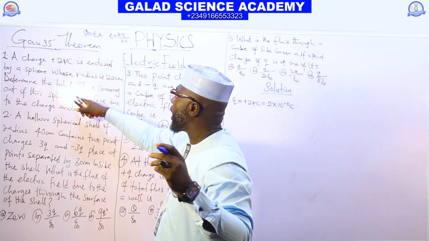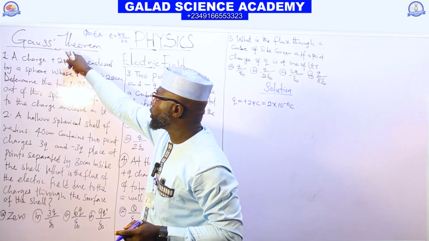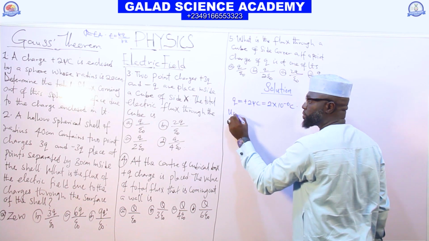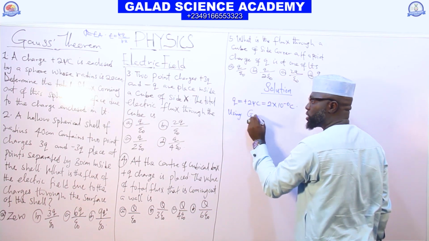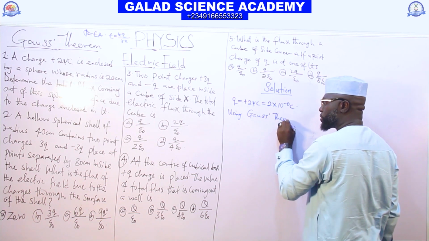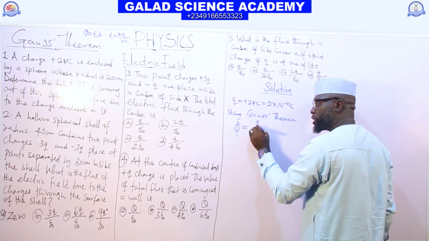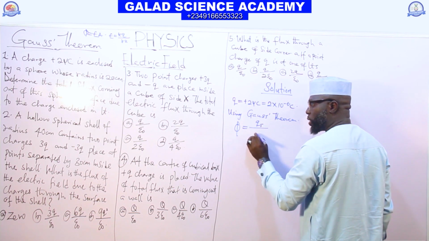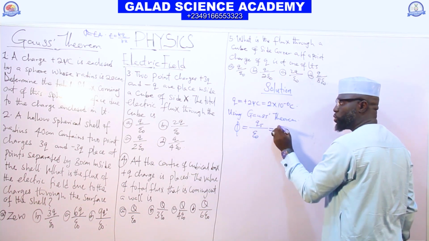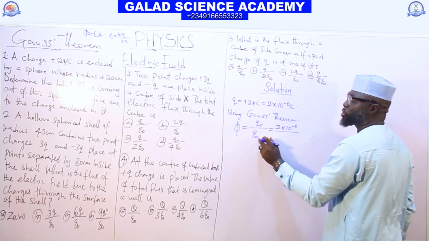So you get this. But I don't have interest in using this formula. I want to apply the Gauss theorem. We are given this, and using the Gauss theorem, the electric flux will be equal to the total charge over the permittivity of free space. The charge given is 2 times 10 raised to the power minus 6. Permittivity of free space, this one is constant.